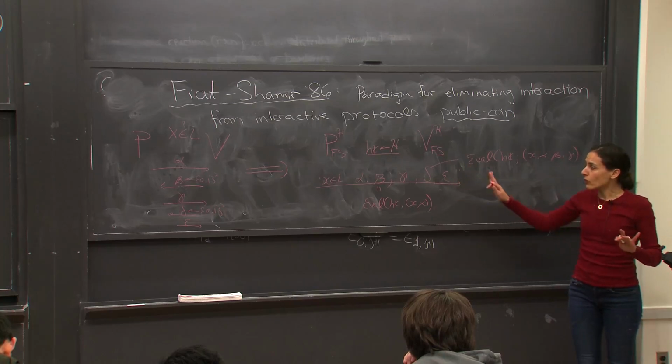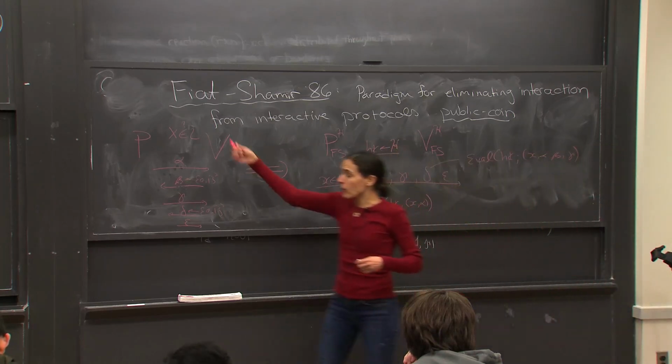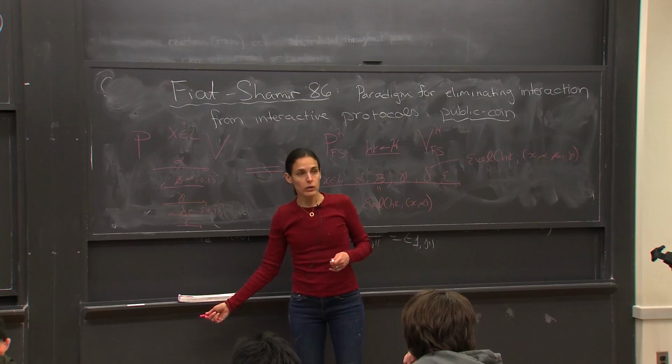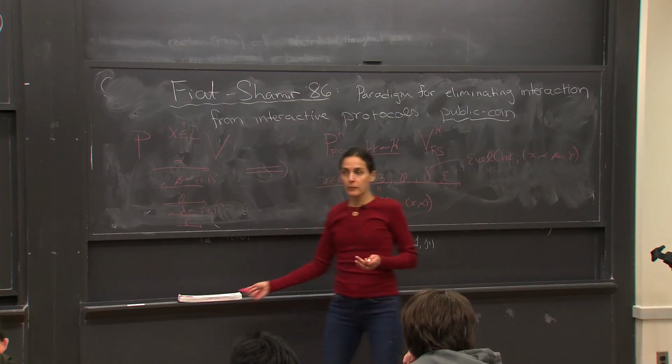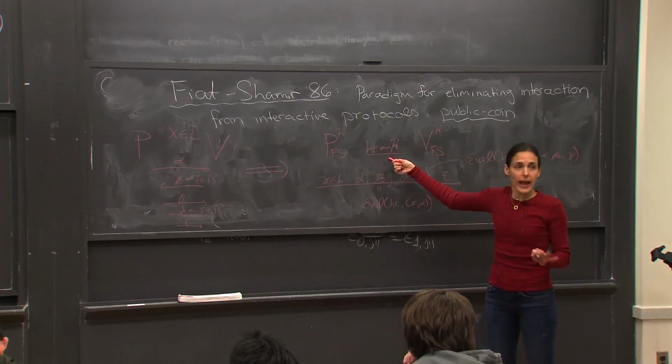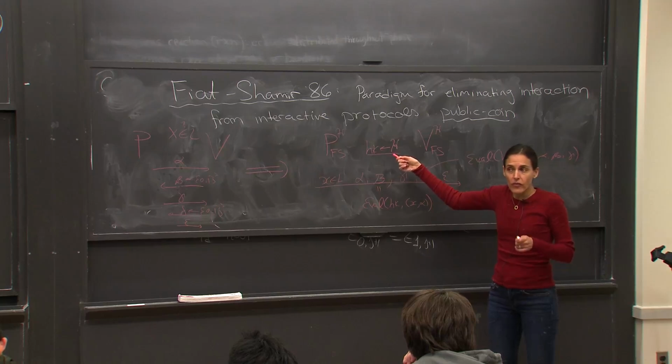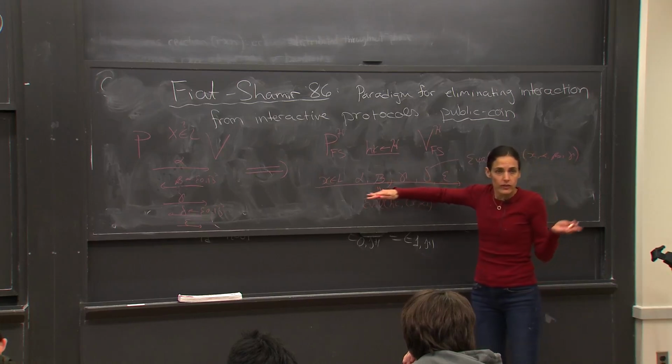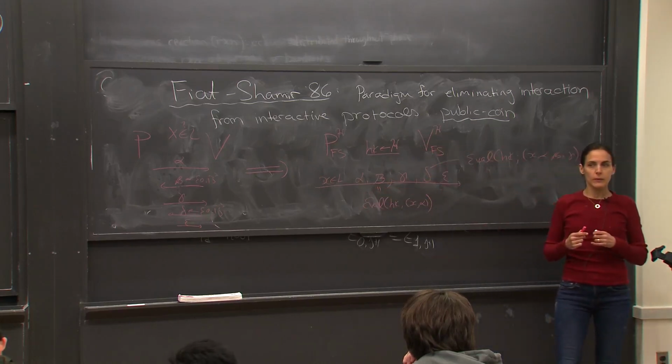Any questions? So what did we do? We started from an interactive protocol that can have many rounds, and now all we need is to agree on a hash key. Once we agree on a hash key, the prover just gives you one message, and that's it.